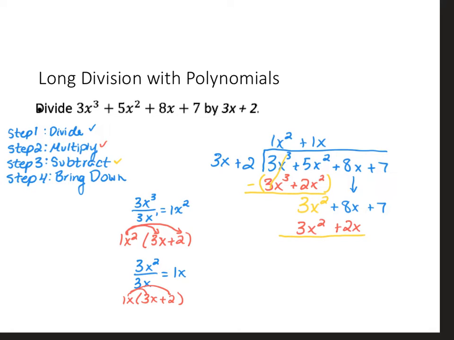After I multiply, I want to subtract. Again, if you're doing this correctly, this first term should always match so that when you subtract, you will always cancel those out. And then I have 8x minus 2x, which will give me 6x. And then I'm going to bring down my plus 7. Okay? And then repeat the process again.